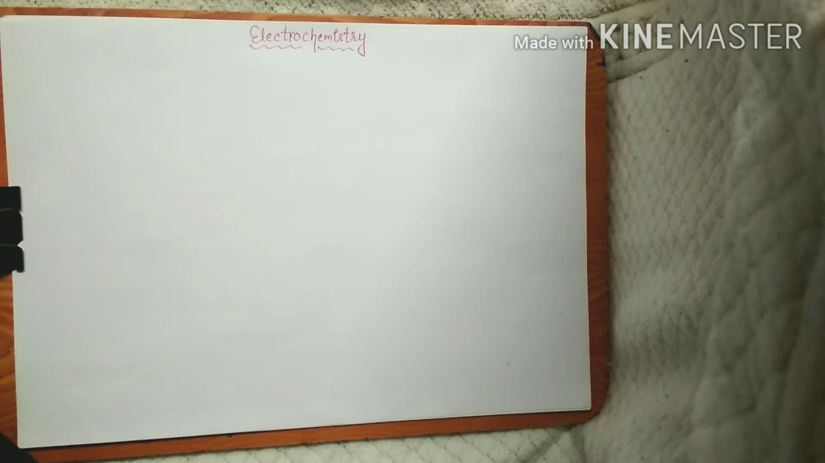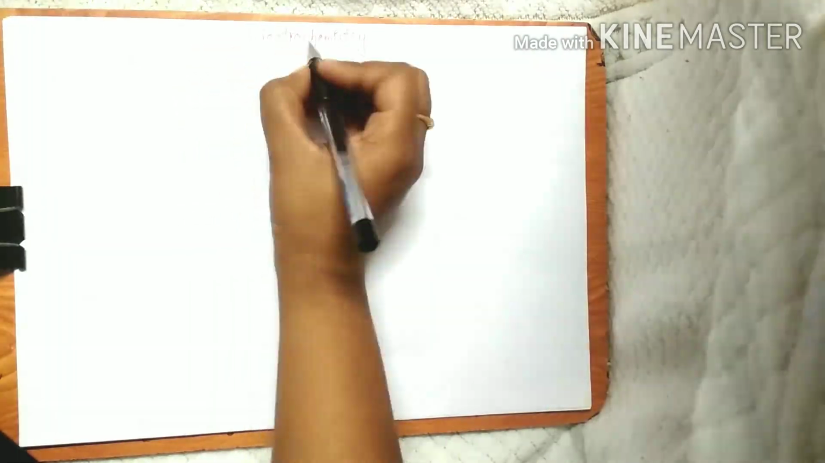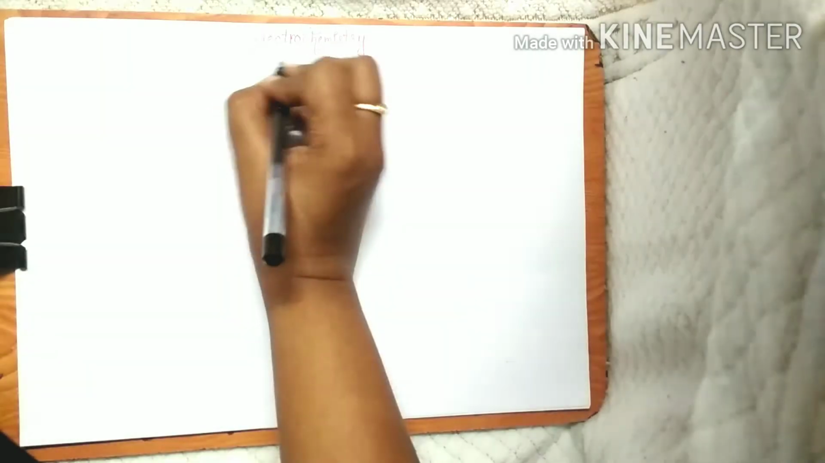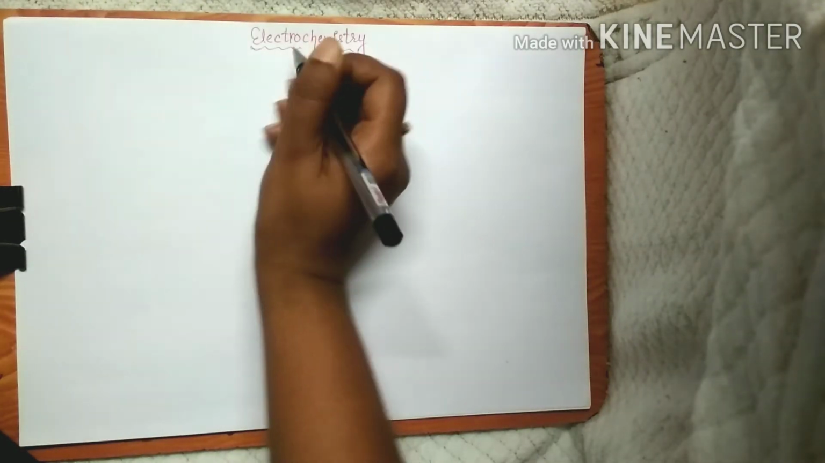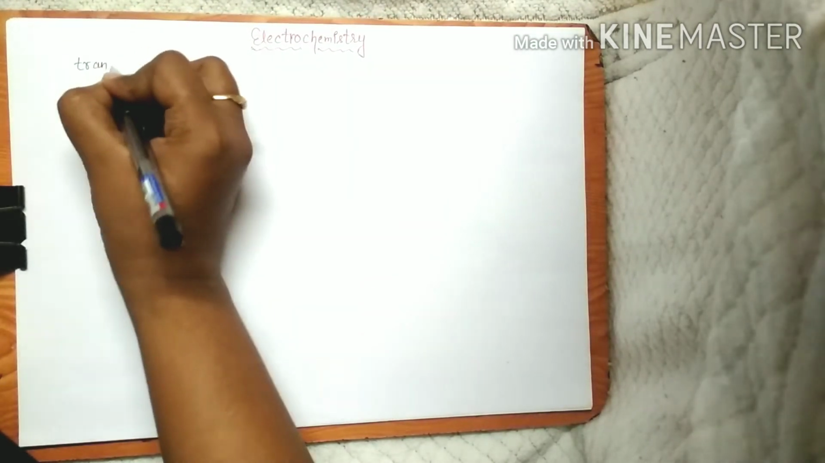So today we are going to start the topic electrochemistry. In electrochemistry, first we need to understand what this branch is. In electrochemistry, we deal with the transformations of energy.